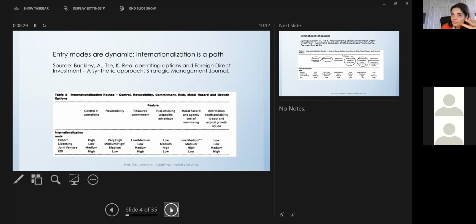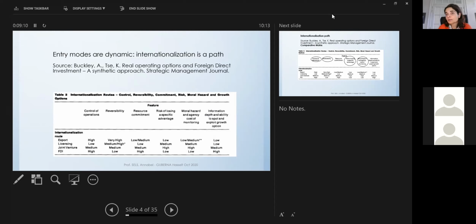Resource commitment is also increasing when you go from the left to the right. So internationalization is actually not something static, as they tried to explain in the earliest contributions. It was seen as if you took once a decision for an entry mode and then it was all set, which is of course not realistic. So when you go from the left to the right in my scheme of Pan and Li from GIPS, which I just showed you a minute ago, you have increasing control, you have increasing resource commitment. Now the risk of losing a specific advantage, of course, increases as well.